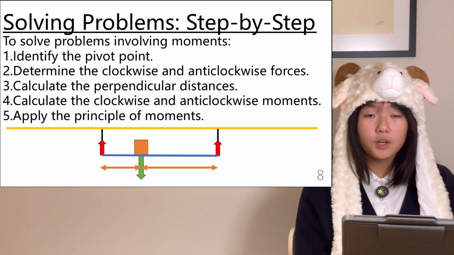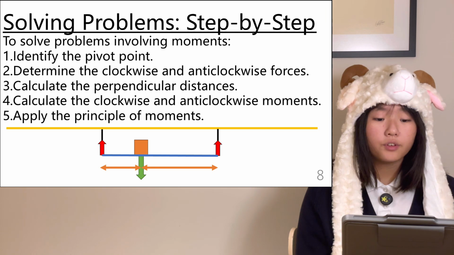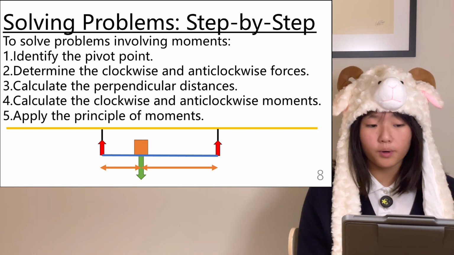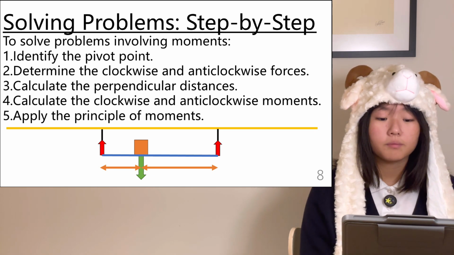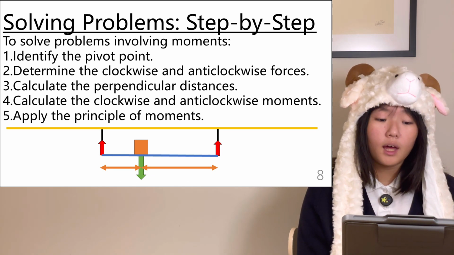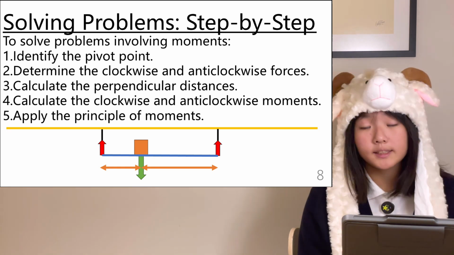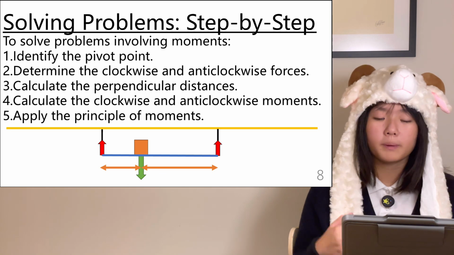Now, I'll tell you how to solve the problems that you'll get about this. First, you need to identify the pivot point, then determine the anti-clockwise and clockwise forces. Then, calculate the perpendicular distances. After that, calculate the clockwise and anti-clockwise moments. Finally, apply the principle of moments.